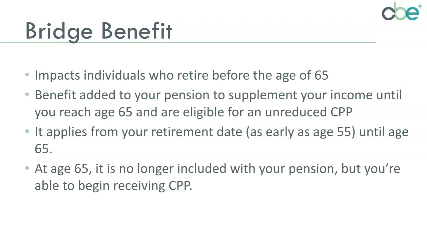It's often mistaken as a penalty or clawback when the bridge benefit ceases to be paid once a member reaches age 65. However, it is important to note that the bridge benefit is in reality an additional benefit provided to those who retire early until the unreduced CPP benefit is available. It is also important to note that members who retire prior to age 65 who elect to receive their CPP benefit prior to age 65 will still be paid the CBE bridging benefit until they reach age 65.